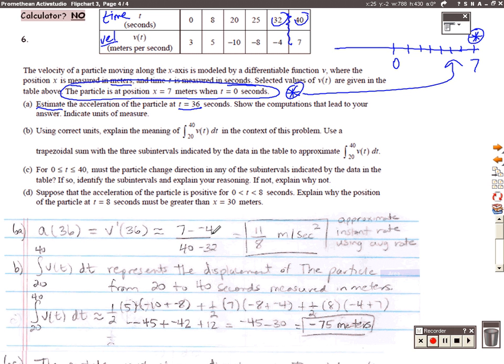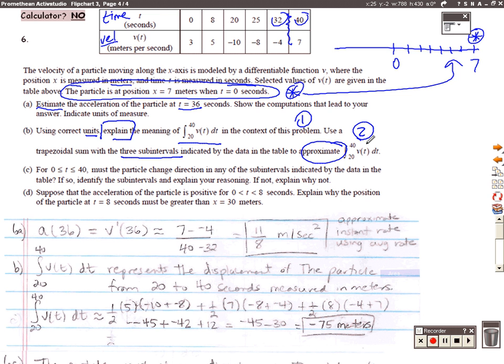Letter B. Using correct units, explain what this means in the context of this problem. Now, what they mean by in the context of the problem is in terms of particle movement along an x-axis. So that's the first part of the question. That's number 1. And then number 2, use a trapezoidal sum with 3 subintervals to approximate the definite integral. So let's talk about the first thing that I'm supposed to do.